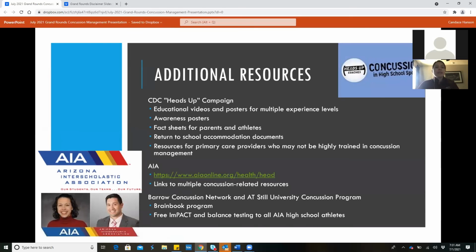The CDC Heads Up campaign has lots of different fact sheets and posters and things like that. The AIA has a bunch of concussion related resources. There is, or at least was, Barrow Concussion Network, and A.T. Still University had their concussion program. They provide Brain Book, which is still there, but there was free ImPACT and balance testing to all AIA high school athletes previously. I was told by an athletic trainer friend that that's not still in place, but the AZ ATA website says that it still is as of 2020. So I don't know, it might still be there, it might not.